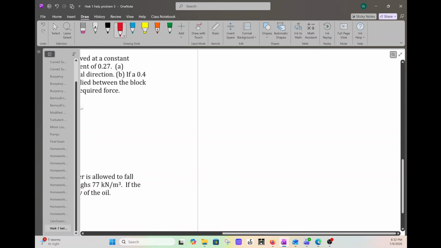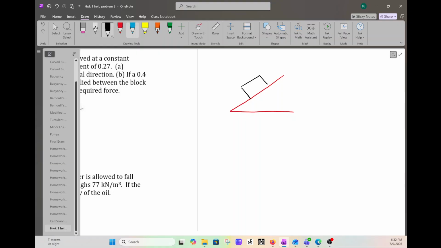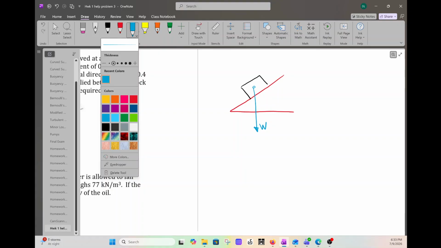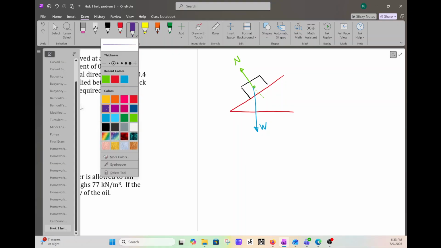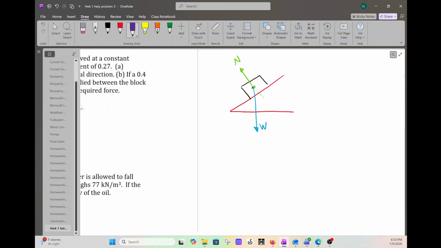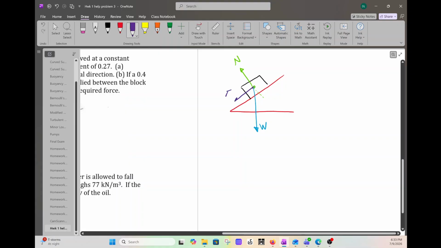So here is the incline. Here is the box. And you have 1, 2, 3, 4 forces. You have the weight. Let's do green. You have the normal force, which is perpendicular to that red surface. You have the friction force, which is down the incline.